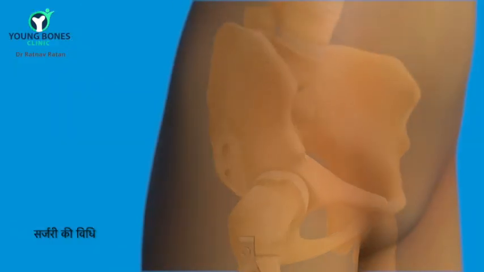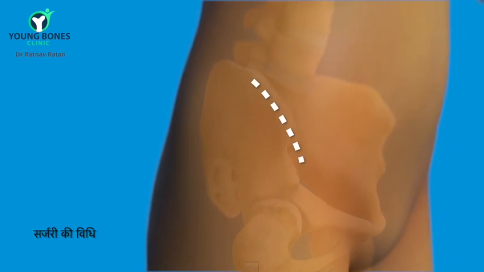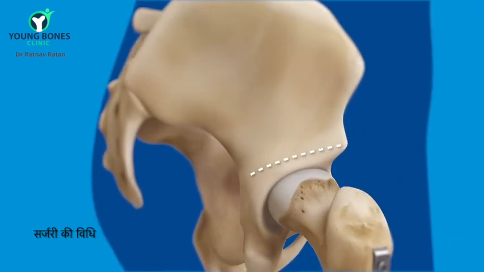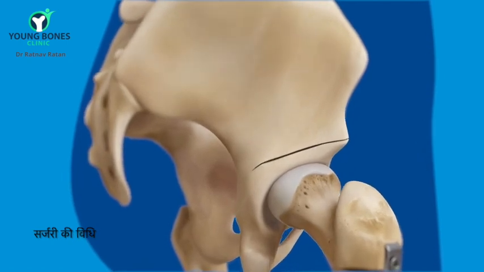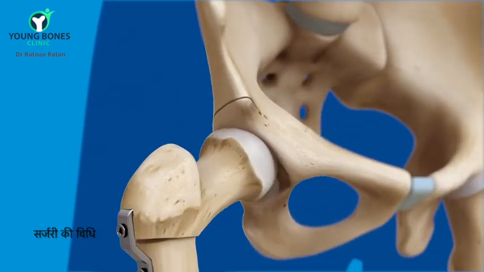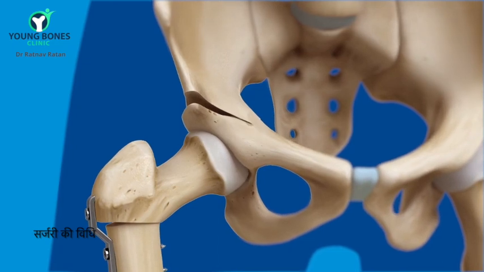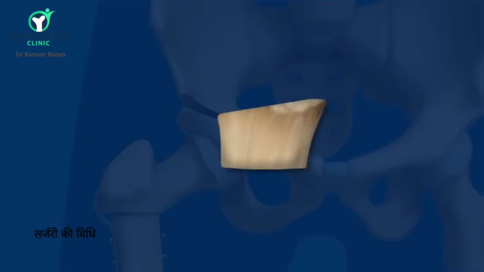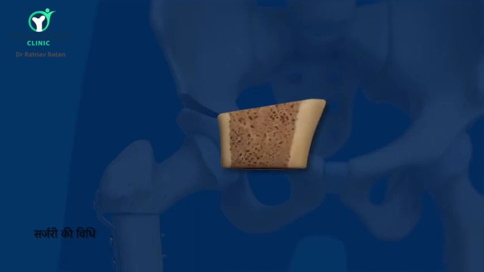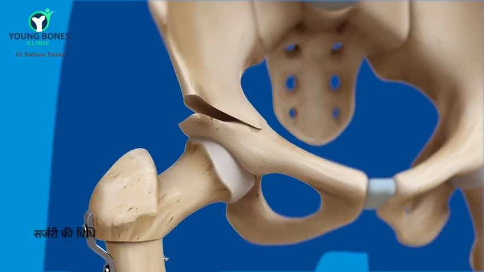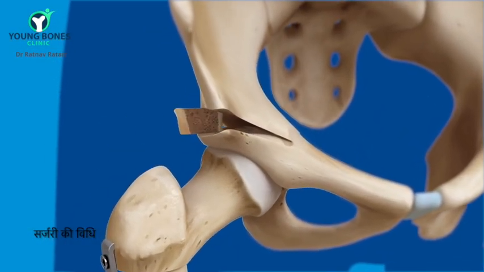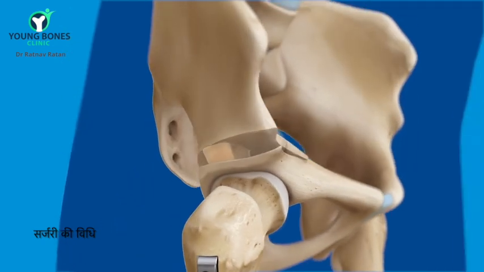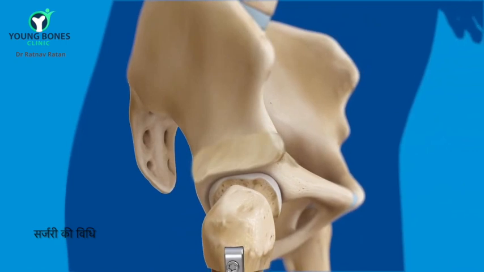Next, your surgeon makes an incision in the skin near the top of the hip and makes a cut or osteotomy in the pelvis. The pelvis is then bent down to deepen the hip socket. The wedge of bone from the femur is reshaped into a graft and placed into the osteotomy. Over time, the bone graft heals and becomes part of the pelvis.